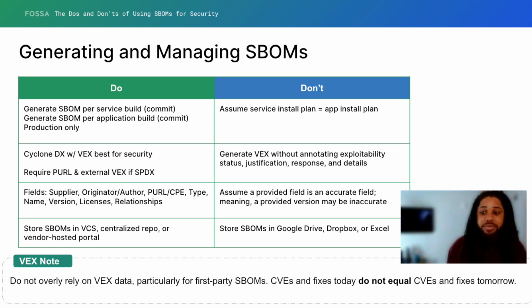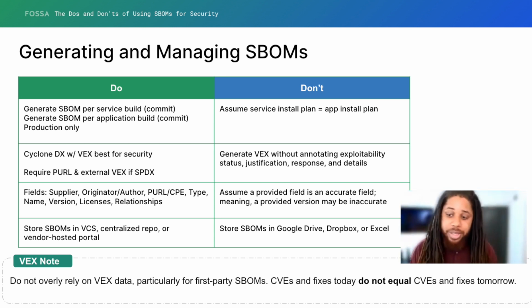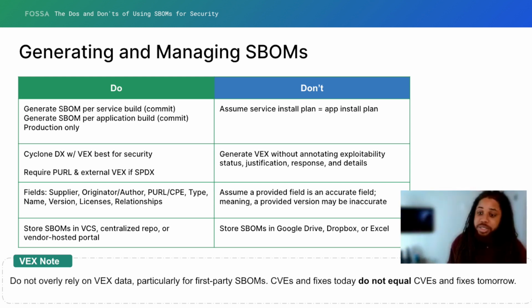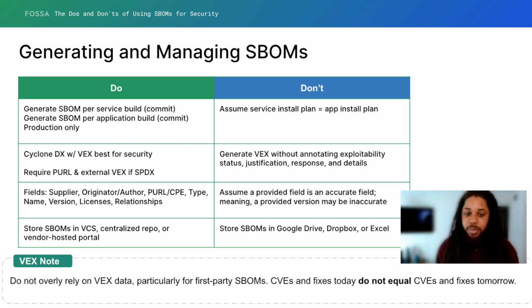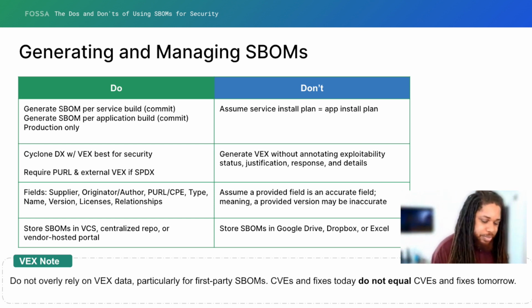If that information is not included as a part of the VEX, I would consider that to be an incomplete VEX, and one that is potentially helpful but not as valuable, and it will not allow you to reap as many benefits as you can when using SBOMs for security.